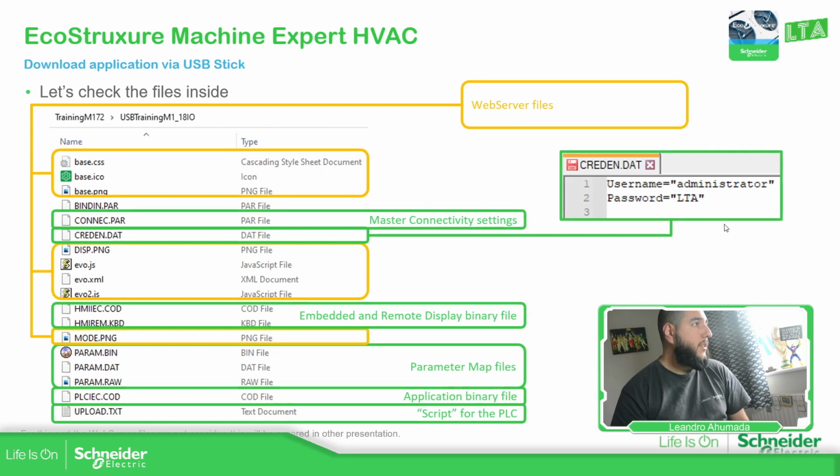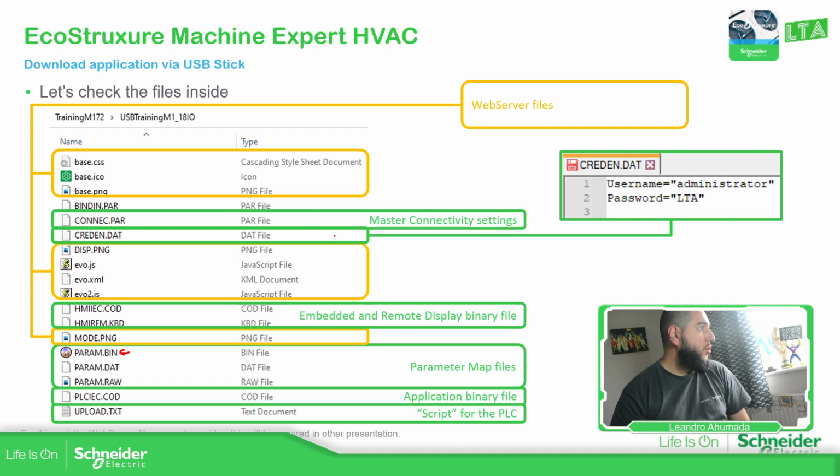Just to have an idea, these are most of the files that we have inside that folder. These ones are related to the web server, which we're going to cover in a different training. This is the param.bin, which contains the parameters, the default or the actual parameters if we are connected. This is the application code, and this one is the script that basically tells which files need to be downloaded into the controller from the USB.